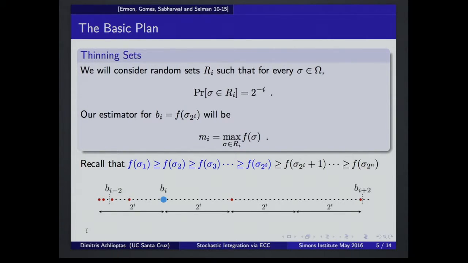So, for example, if we're aiming for b sub I, then this is what the picture looked like. What we're hoping is that we will return something which is between b sub I minus 2 and b sub I plus 2. Okay? And in order for that to happen, we need that nothing above here survives the thinning, and that at least something above here survives. And we have an exponential number of candidates for this to happen.